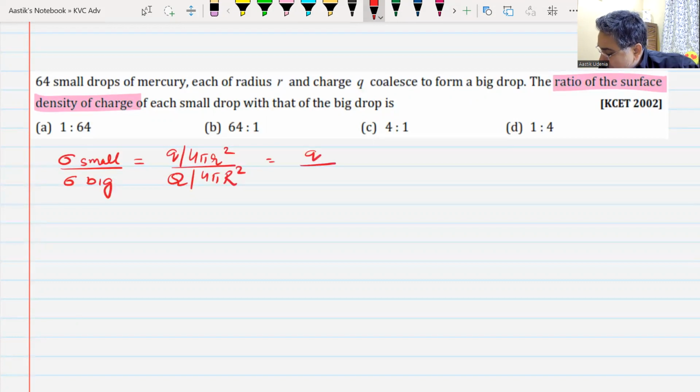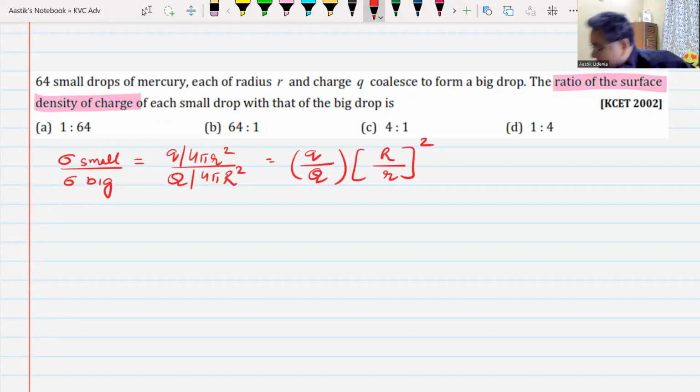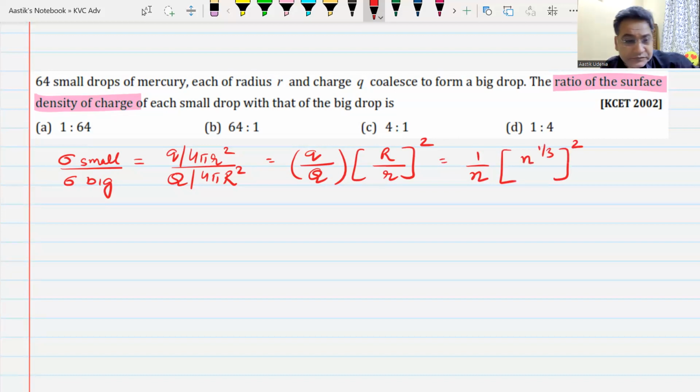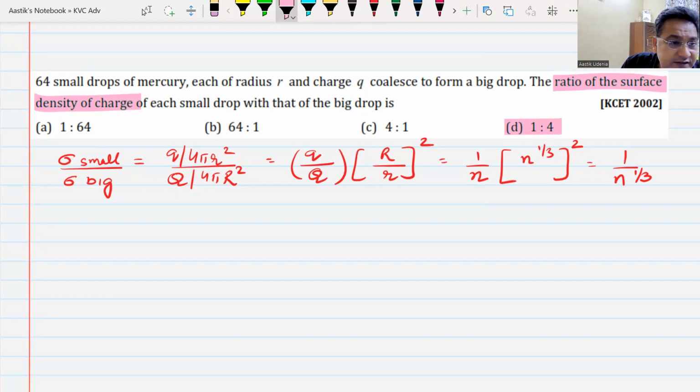So it simply becomes q by capital Q, the ratio of charge, multiplied by capital R by small r squared. If I put the value of q by Q, it will be equal to 1 by n. Yes or no? And if I put the value of capital R by small r, it will be n raised to the power of 1 by 3, squared. Now, if you are patient and do it correctly, you will get 1 by n cube. Therefore, the correct answer is option D. Do we understand this? Yes or no?